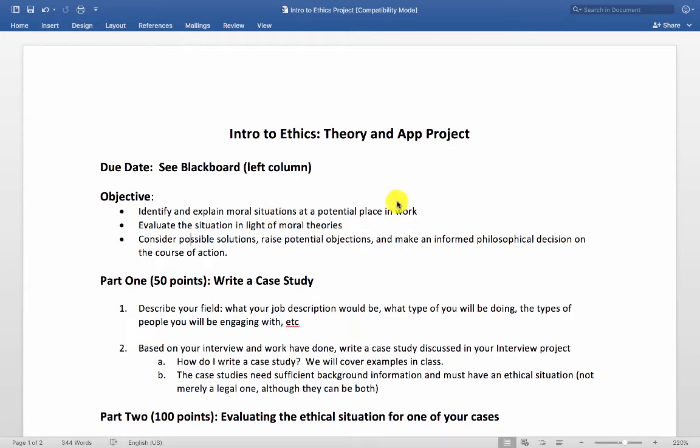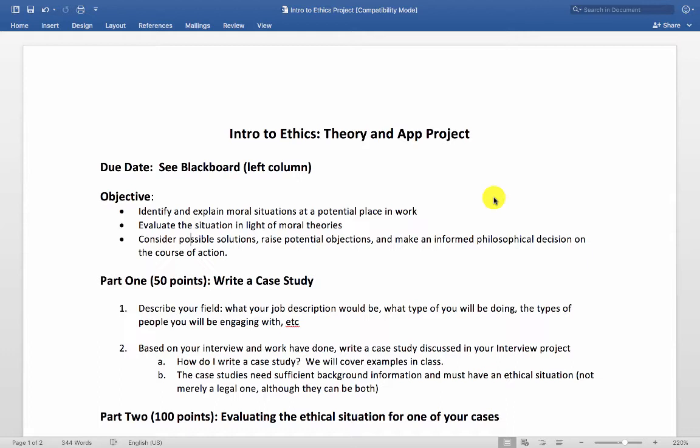Hey everyone, this is just kind of an introduction and a sample to the Ethics Theory Nap project. This is the main project that we've been slowly working on throughout the semester, and now that we have enough ethics under our belt, we can actually work on it.